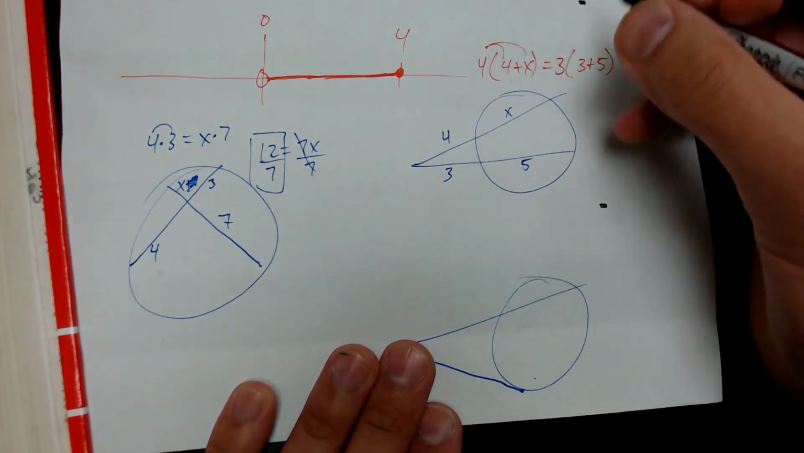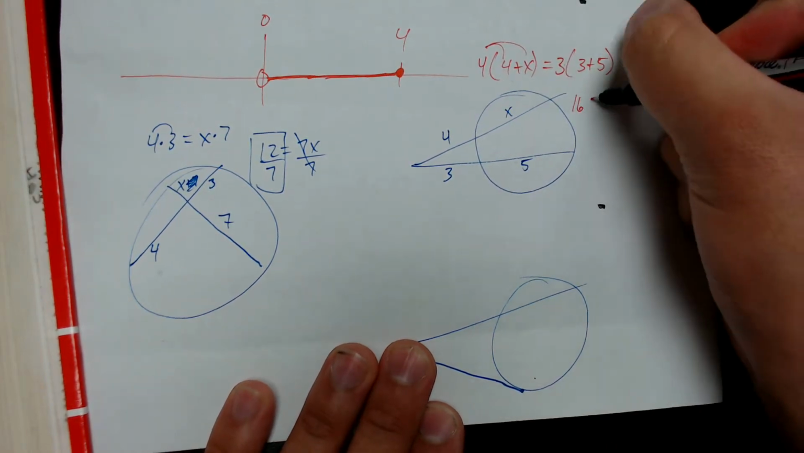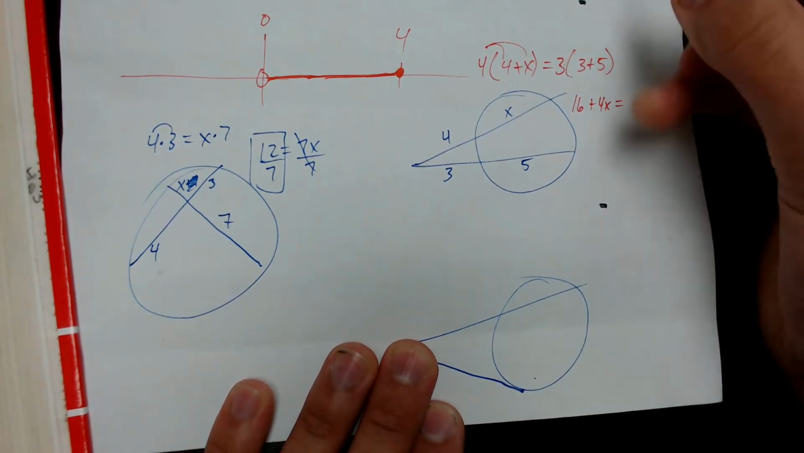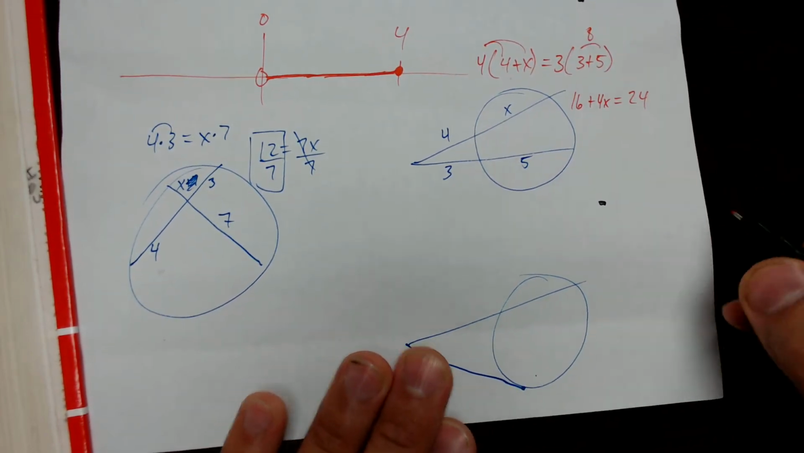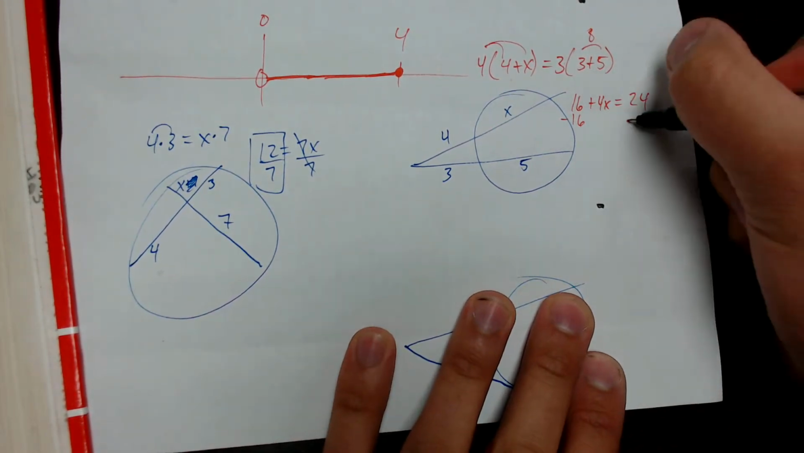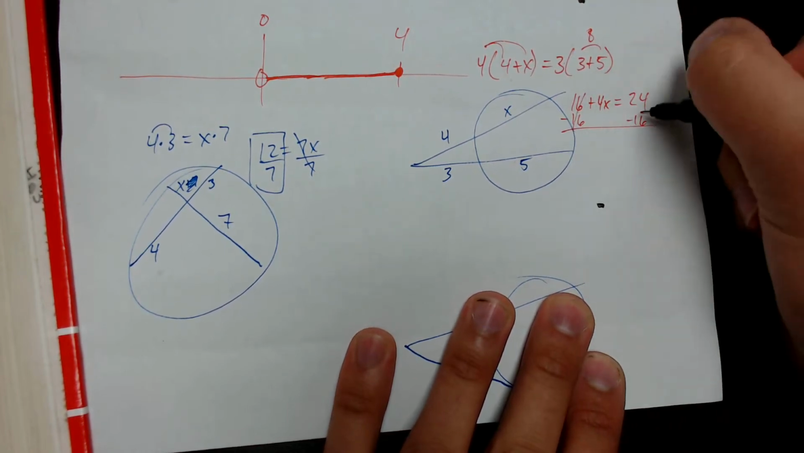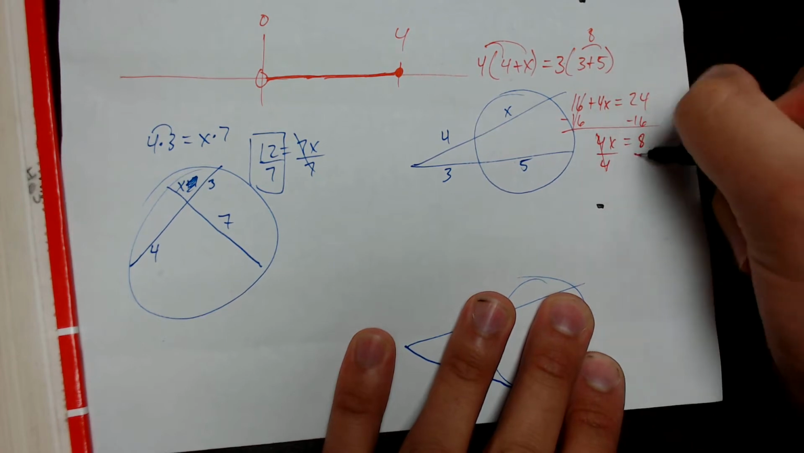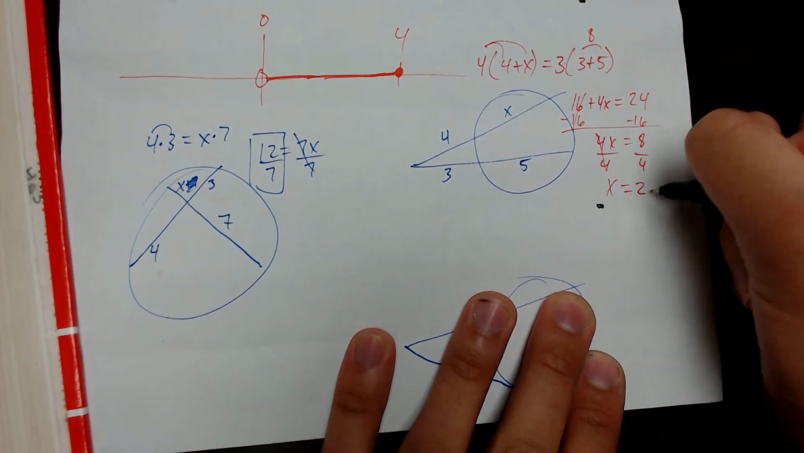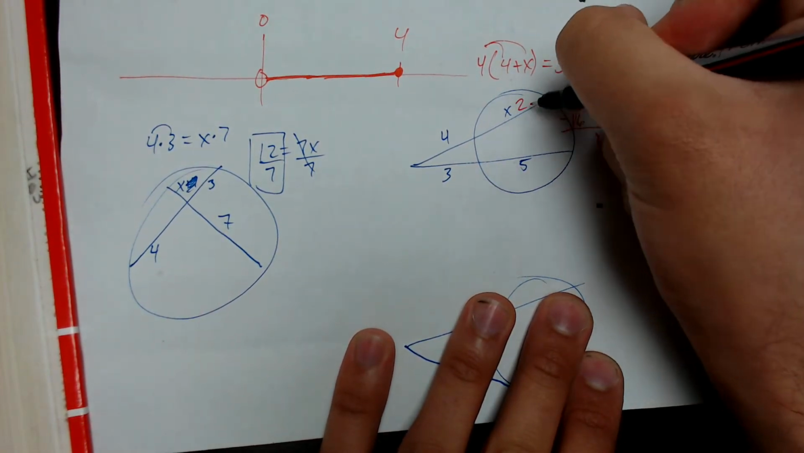So to rewrite this equation, we would end up getting 16 plus 4x is equal to 3 times 8, which is 24. We finish solving by subtracting 16 from each side. And then we get 4x equals 8, divided by 4, and we find out that x is equal to 2.